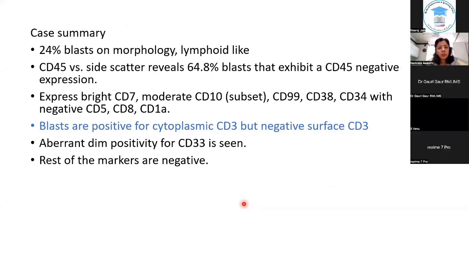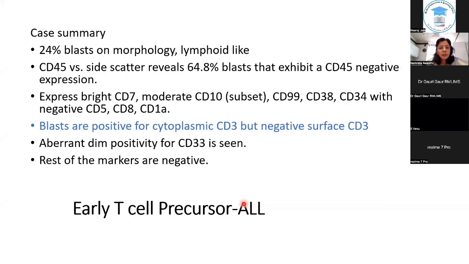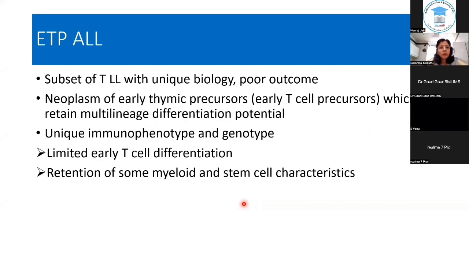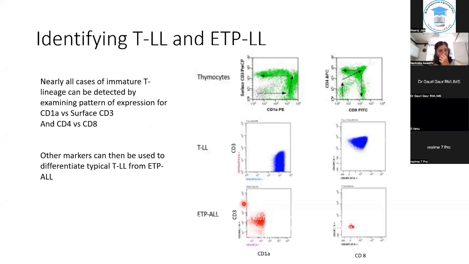So what is this entity we are dealing with? This is an early T cell precursor ALL. This is a unique subset of T lymphoblastic leukemia, which has a unique biology and a poorer outcome. It is a neoplasm of early thymic precursors or early T cell precursors which retain multi-lineage differentiation potential. It has a unique immunophenotype and genotype, wherein there is limited early T cell differentiation, but retention of some myeloid and stem cell characteristics. So how do we distinguish T-LL and ETP-LL from normal T cells?